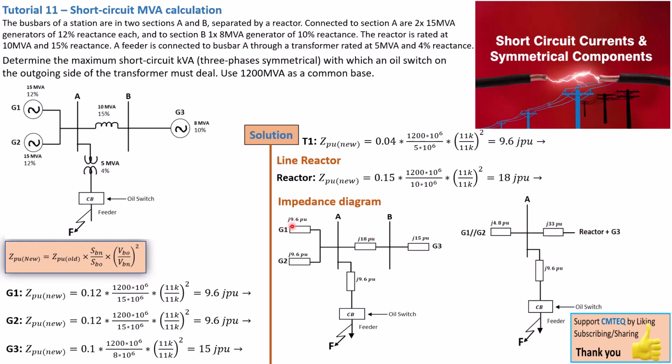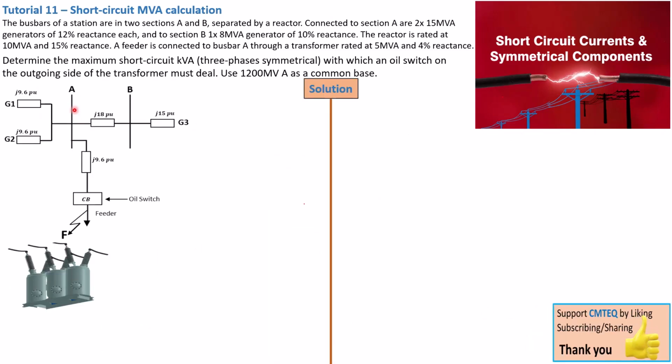Now generator 1 and 2 are in parallel, so we can reduce them into a single per unit impedance by working out the parallel equivalent values. So then we've got this simplified impedance diagram. We're going to continue from here to work out the total per unit impedance, and this total per unit impedance will then help us to determine the amount of fault MVA that this circuit breaker will be dealing with. That's basically what we're going to see here.